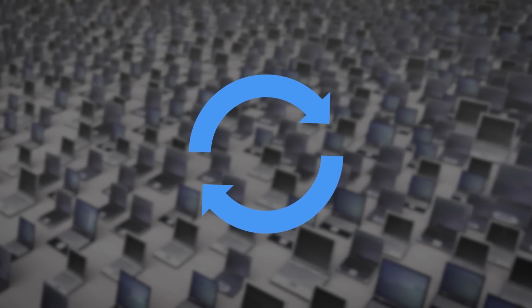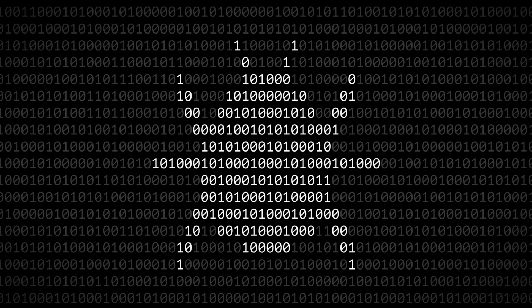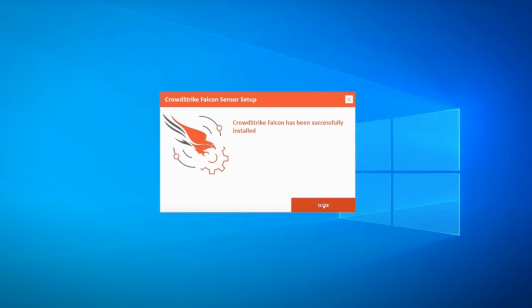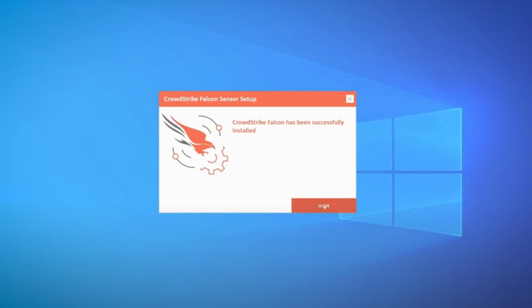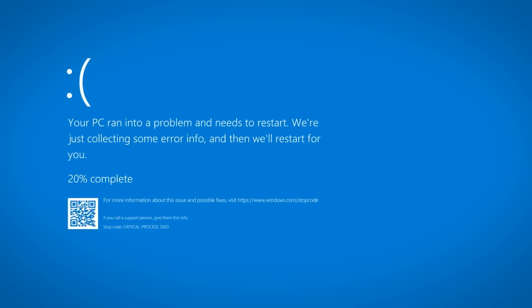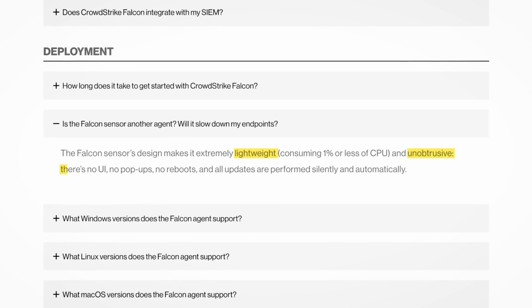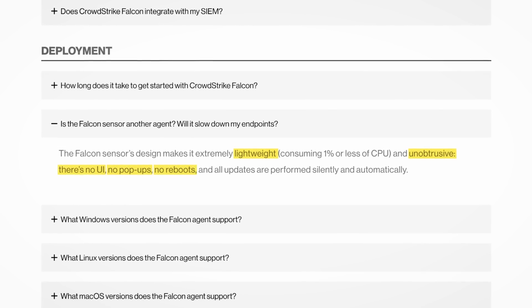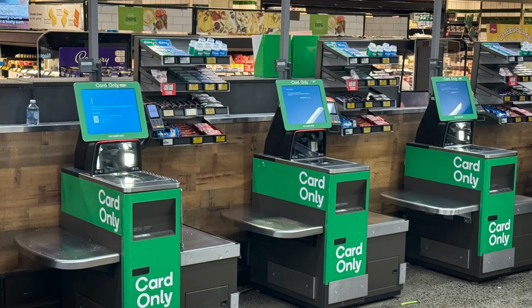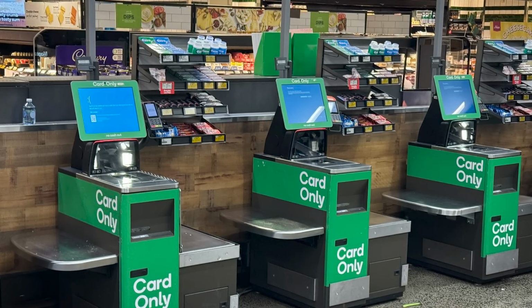Overnight, CrowdStrike pushed an automatic update for all the PCs running this sensor, but within the code was some kind of a bug. And because the sensor operates on the kernel level, a problem with it has the potential not just to crash a single process, but rather to crash the whole PC. In their FAQ, CrowdStrike says their sensor is lightweight, unobtrusive, there's no UI, no pop-ups, no reboots. But now, thanks to that bug, computers that have it installed can't reboot at all, they're stuck in a perpetual blue screen of death loop.